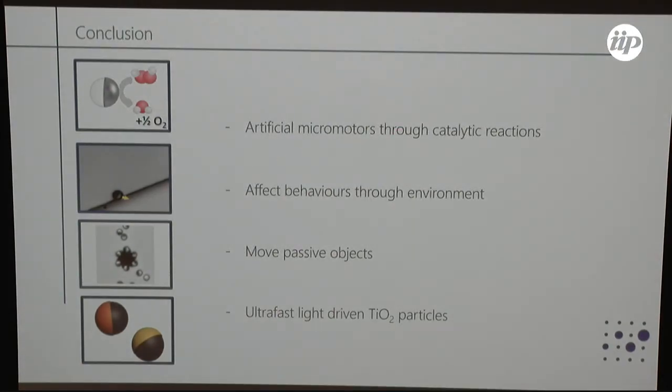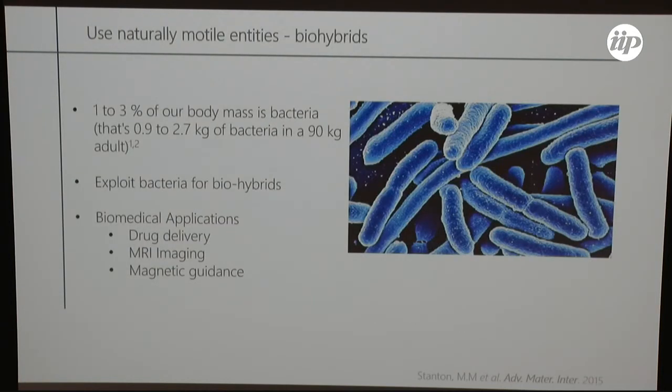So I have already almost reached my conclusions. So we can make artificial micromotors that swim through catalytic reactions. We can influence and direct their behavior through monitoring and modifying the environment, which can lead to the movement of passive objects. And we created ultra-fast titanium dioxide particles that swim in different fuels and with different energy sources. And just as a little add-on, we have seen that nature has optimized swimmers quite a bit.